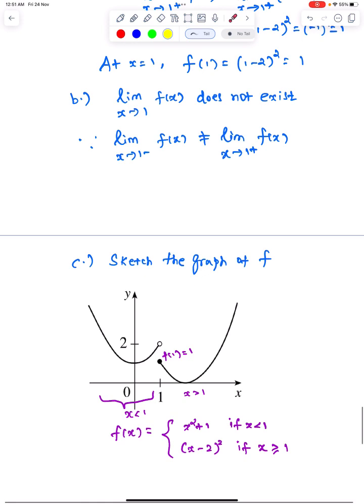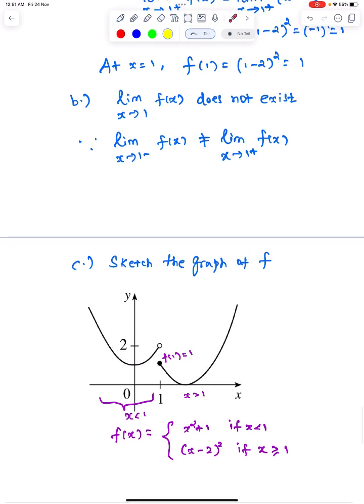Now here you can see the graph of the function. You can see these two curves and how they are formed. I have just written the question here. When x is less than 1, it is x square plus 1. So when x is less than 1, this is the curve you have. And you can see this point is not considered. That means x equal to 1 is not considered. That's why it is open here.